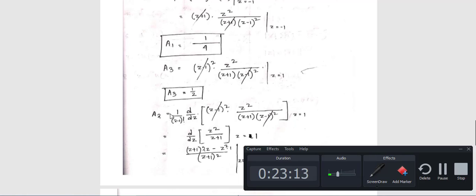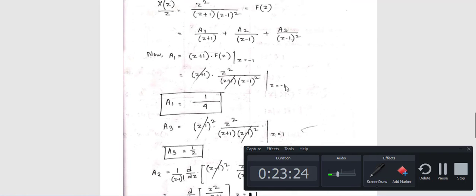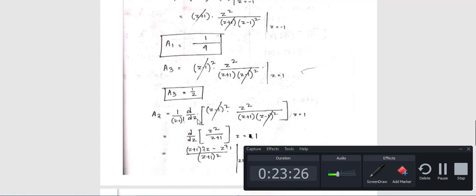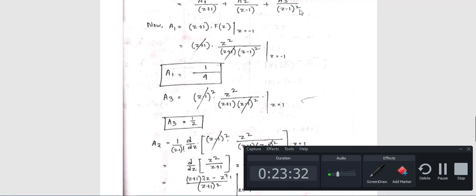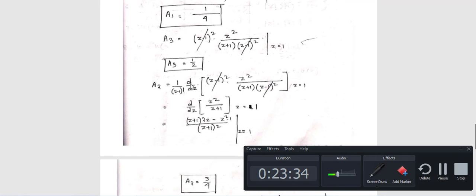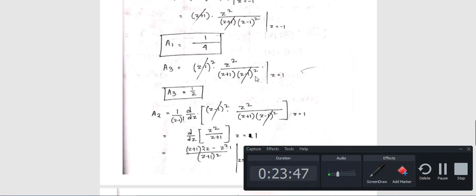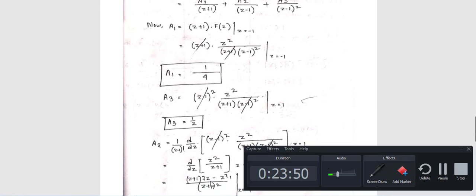Next a2. Now what is the value of a2? Your a2 will be just like a residue problem, 1 by factorial of highest order minus 1. What is the highest order for this factor? 2. That's why 2 minus 1, d/dz. That means this differentiation will be one time. Suppose you have highest order 3, then you have to write down here d square by dz square. Again I am saying, if you have a third order function, then you have to put the double derivative, that means d square by dz square. Because you have a second order problem, that means one derivative.